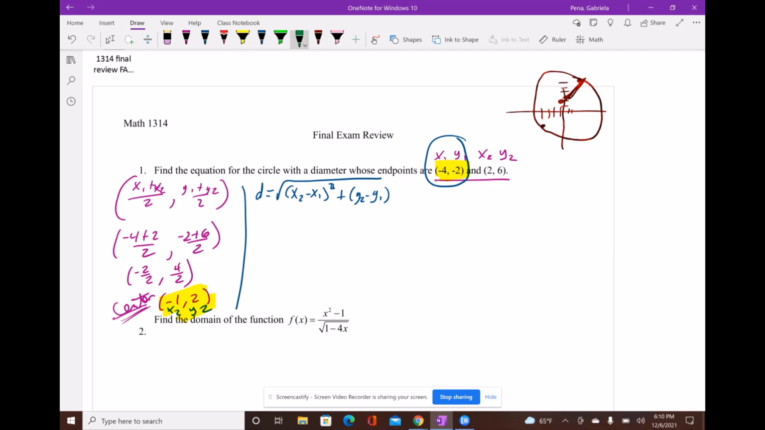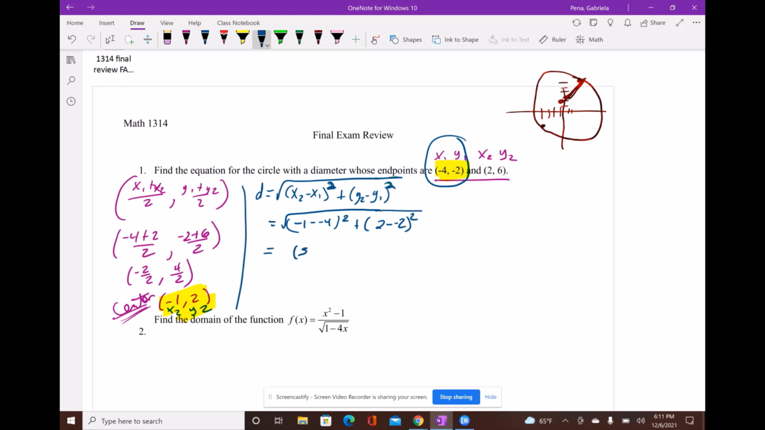The question is x2 minus x1 squared and the y2 minus y1. Yep, it should be squared. Thank you. So we have x2 minus a -4 squared plus y2 minus 2 squared.